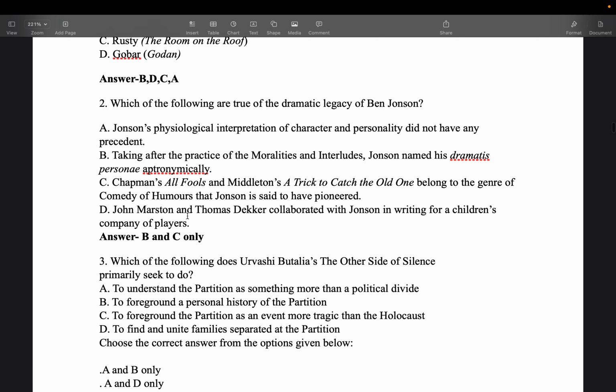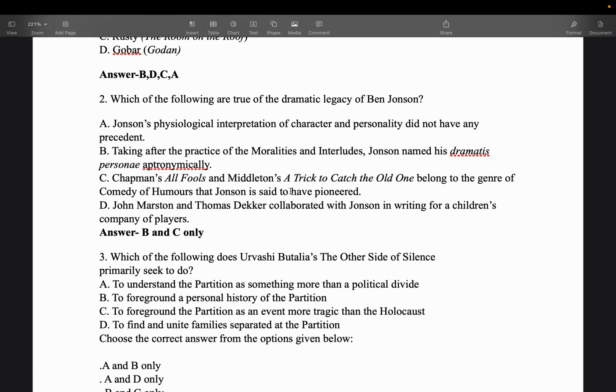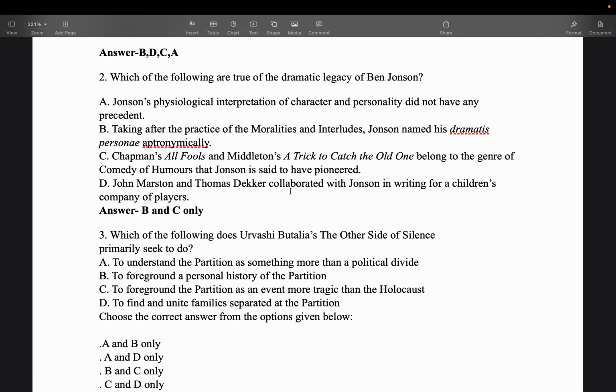And even Premchand. Which of the following are true about the dramatic legacy of Ben Jonson? Jonson's physiological interpretation of character and personality did not have any precedent, is wrong. Jonson's physiological interpretation of character was based on morality plays. It was the more common convention in medieval literature. After the practice of moralities and interludes, Jonson named his dramatis personae aptronymically. Aptronymically means Morose is actually a morose character. Did you understand like that? Cutbeard is a barber. So the names suit the character. That is correct. B is correct.